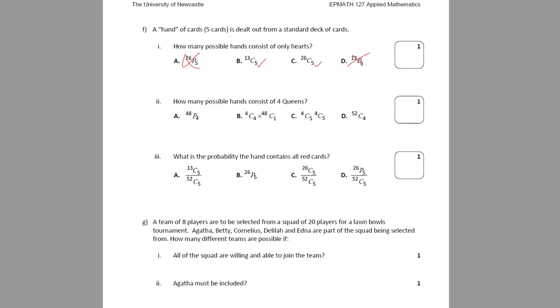Now, if I'm getting a hand of 5 cards, they've both got 5 there, that's good. Only hearts, how many hearts in a pack? There's only 13. Ignore the rest of the pack. No, there it is. There's 13 hearts, I'm picking 5 of them. I can do that 13C5 ways.